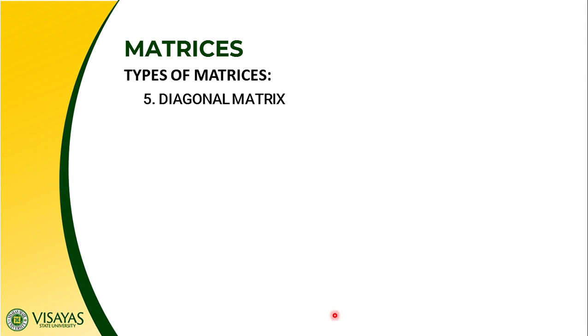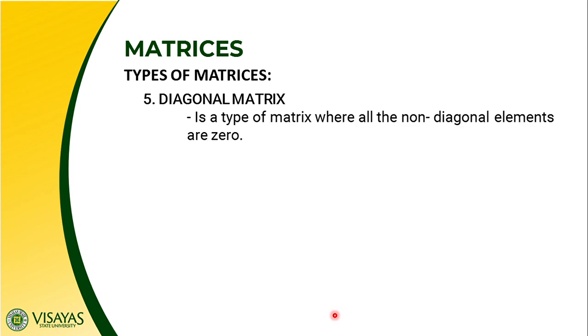Next, we have diagonal matrix. So a diagonal matrix is a type of matrix wherein all the non-diagonal elements are 0. Say for instance, this one, a 3 by 3 matrix wherein the only elements other than 0 are the ones in the diagonals or the diagonal elements. So as you can observe, all of the elements other than the elements in the diagonal are all 0.